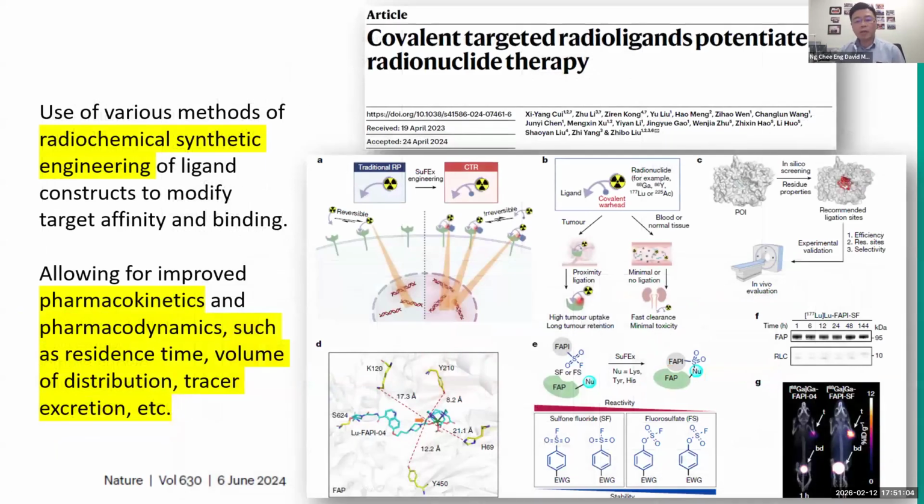On the ligand pole of the radio construct, you can try to modify it by various methods of radiochemical synthetic engineering in order to modify the target affinity and improve the binding affinity, and so allowing for improved pharmacokinetics and pharmacodynamics, such as the residence time, the volume of distribution, tracer excretion, and therefore to improve the delivery of these radio constructs to the target. For example, in this paper in Nature, just about 2 years ago, they tried to covalently modify the radioligand so that it can bind to the target with a higher binding and a lower discharge rate.